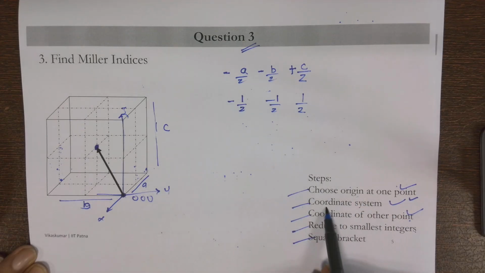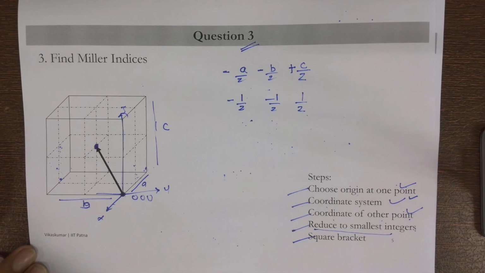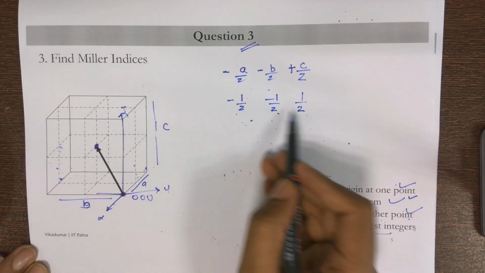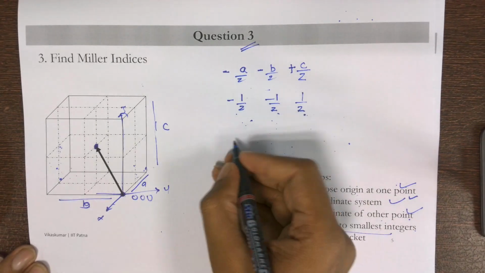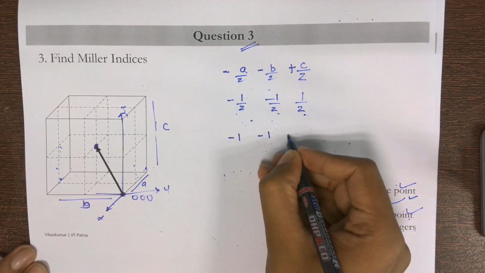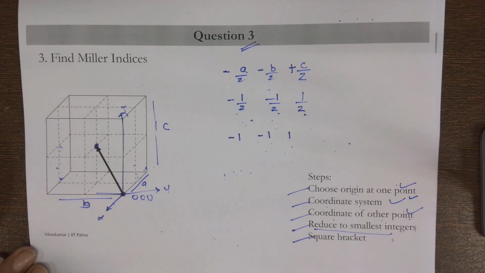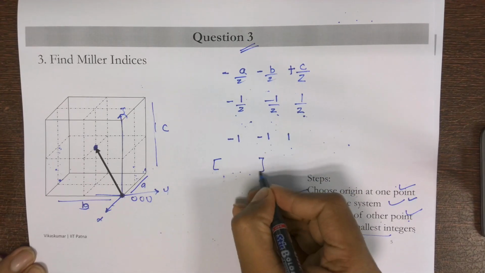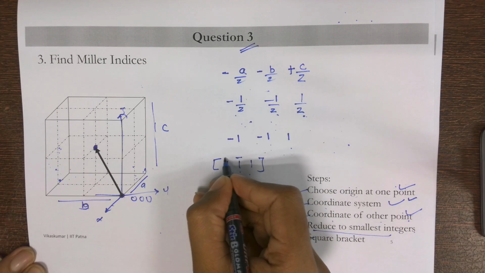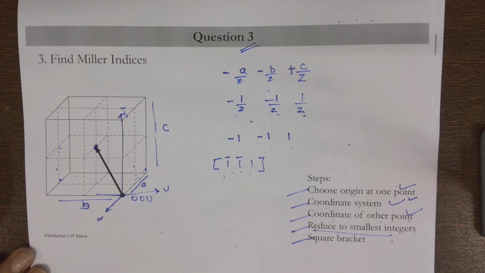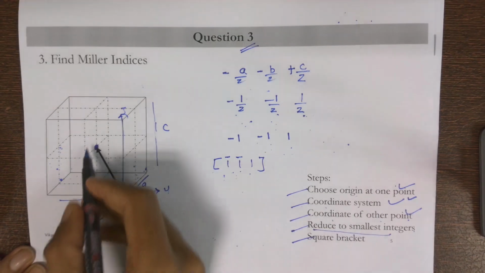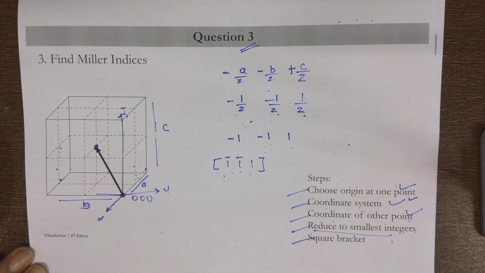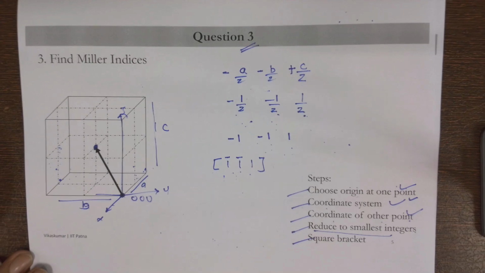We choose the origin, we define the coordinate system, where the coordinates of the other point we have also got, and now all we have to do is reduce to the smallest integer. The denominator is 2, so we'll multiply all of them by 2. What we'll get? Minus 1, minus 1 and 1. So now once we put it in the bracket, 1 1 1, here it will be bar, here it will be bar. Clear? So this is the Miller indices of this particular direction. 1 bar, 1 bar, 1.